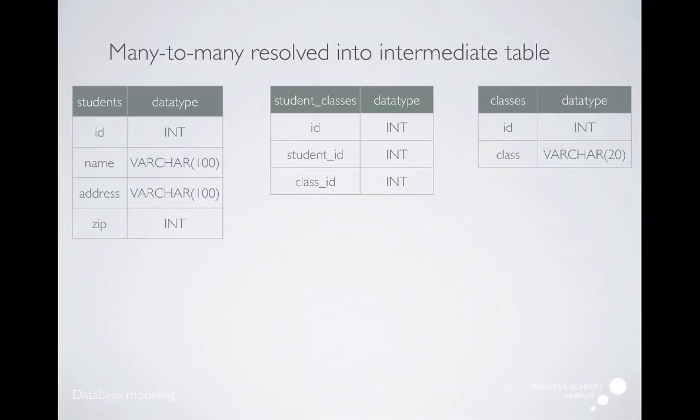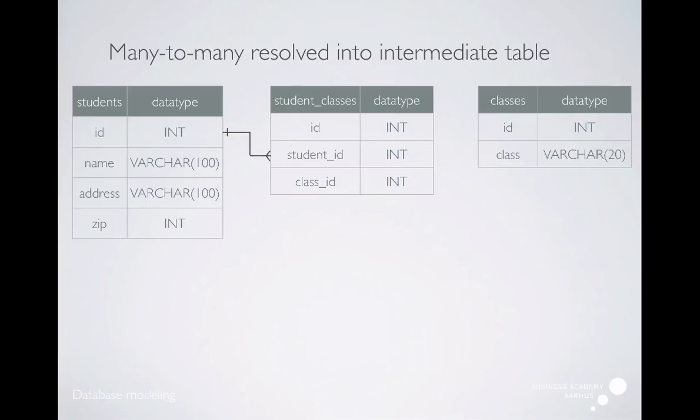In theory, we don't need the primary key, the ID in the student underscore classes, but I tend to do it all the time anyway, because there are some side effects that it can make the database run faster.